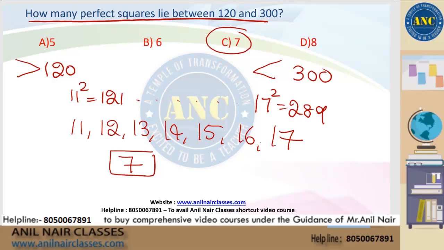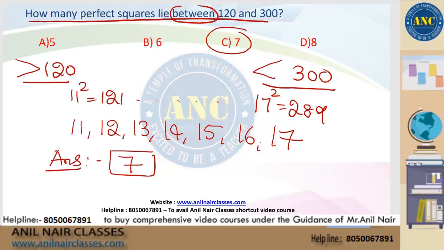11 square is 121, 17 square is 289. From 11 to 17, how many numbers are there between 120 and 300? Answer is 7. I hope the idea is clear. Between means it should be greater than 120 and it should be less than 300. I hope it is clear.